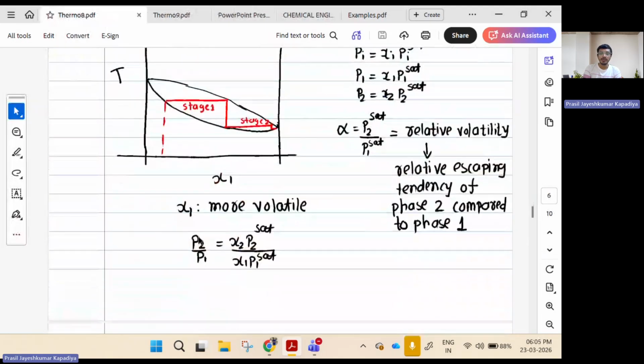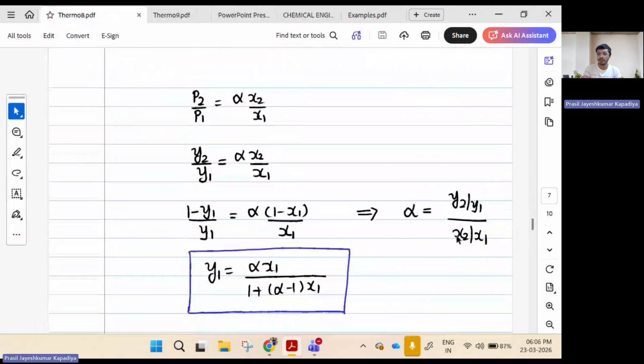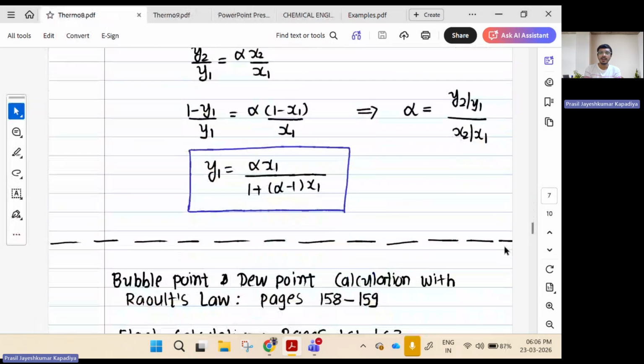This distillation concept we also studied: relative volatility, defined as P2 sat divided by P1 sat. If I divide these two equations, P2 by P1 is equal to X2 by X1 times P2 sat by P1 sat. When I simplify this equation, I find that alpha is equal to Y2 by Y1 divided by X2 by X1. That is, component 2 mole fraction in vapor phase divided by component 1 mole fraction in vapor phase, divided by component 2 mole fraction in liquid phase divided by component 1 mole fraction in liquid phase. This is similar to selectivity, which is used in liquid extraction.